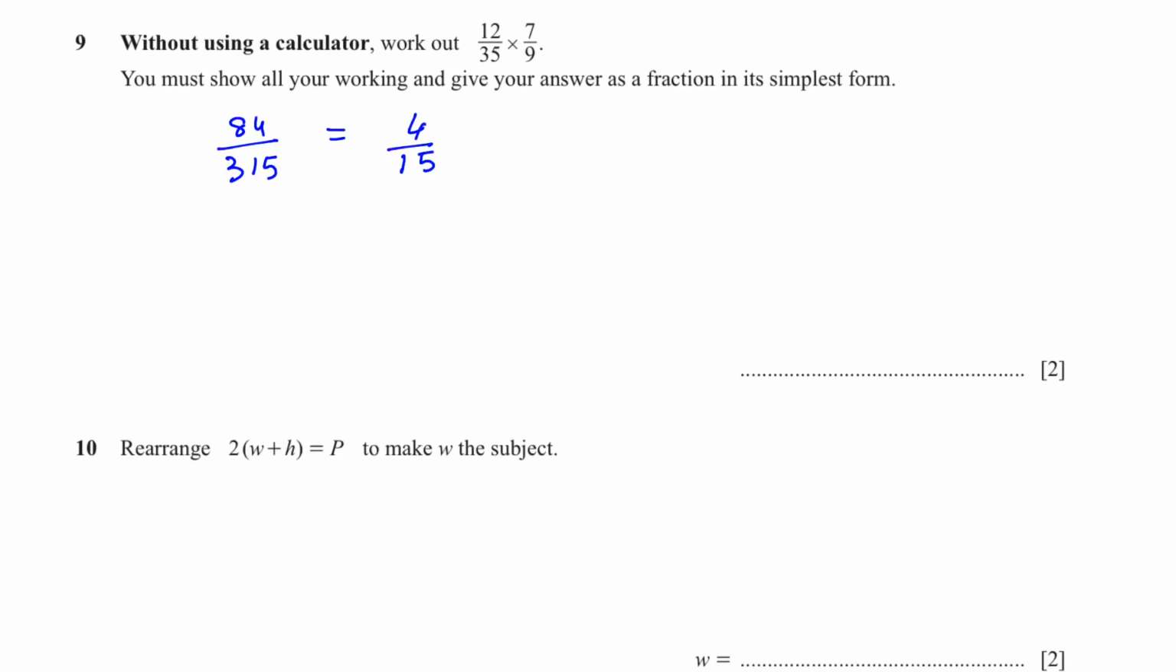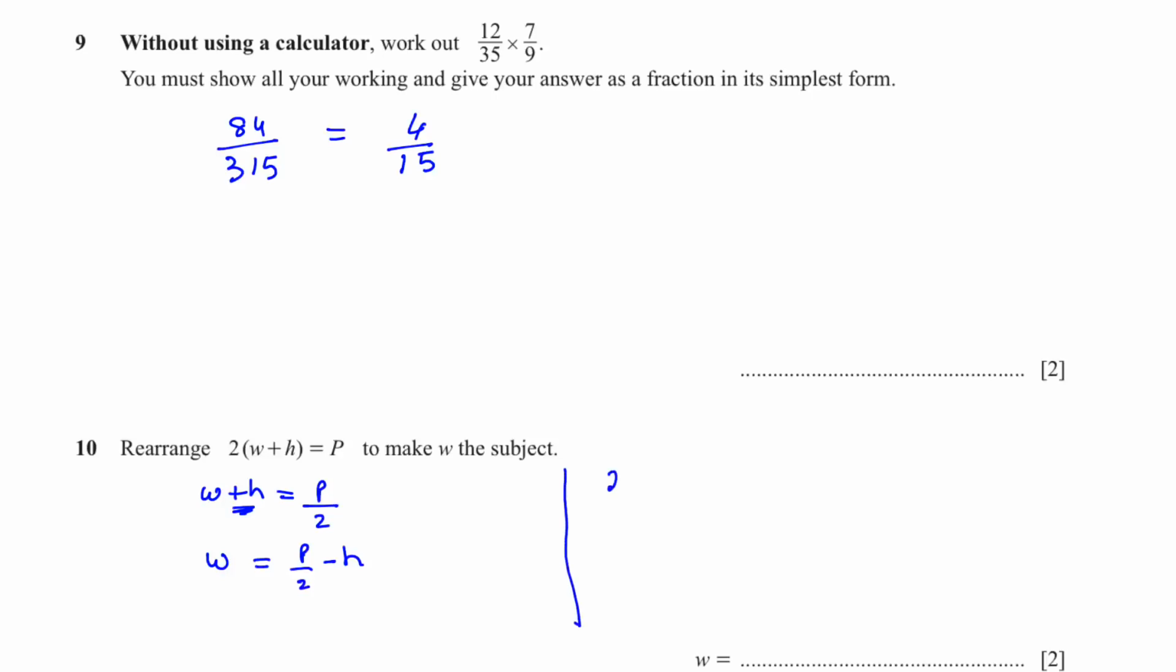Next question. We have been given an equation and we have to make W the subject. To do that, we don't need the 2 here. We'll bring it to the other side. This is a multiply. When I bring it here, it's going to be a divide. So W plus H is equal to P divided by 2. And we don't need the H also. It's positive H. When I bring it to the other side, it will be negative. So that's your answer.